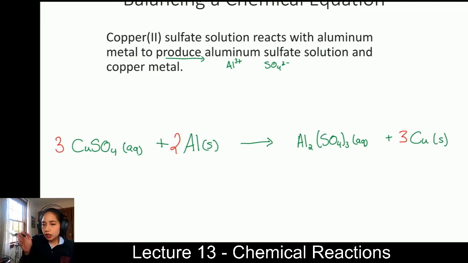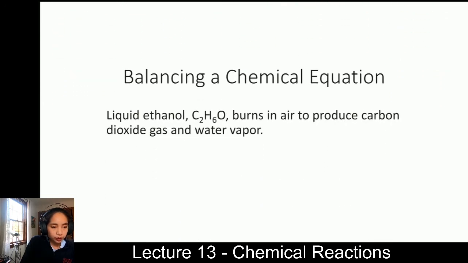So as long as you take 1 element or 1 polyatomic ion at a time, you'll see how to balance those. And if you double something else, take a look back at the last thing that you balanced and just make sure that all those atoms are accounted for. All right, so you can double check your work. 3 coppers on each side, 3 sulfates, 3 sulfates, and 2 aluminums. Great, so this reaction is balanced. All right, let's move on to the next one.